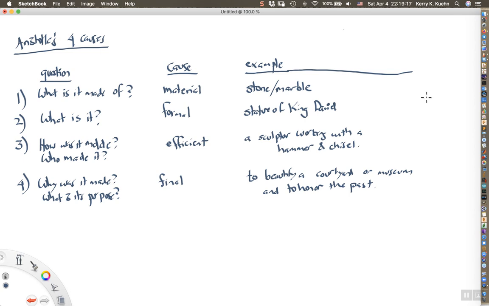Now, I would encourage you to try to use this strategy for other things. For example, you might take the Statue of Liberty and try to answer these four questions. What is it made of? What is it? How was it made, or who made it? And why was it made, or what is its purpose? You can do this with other things like a chair, or even things like lasagna or pizza. So I'd encourage you to use this approach in order to understand other objects.